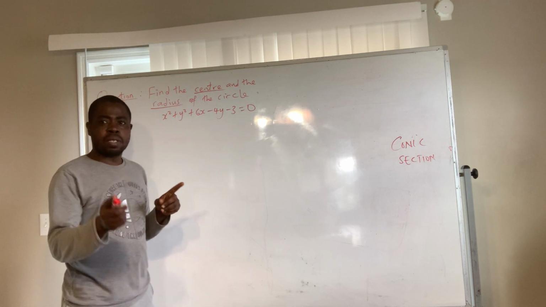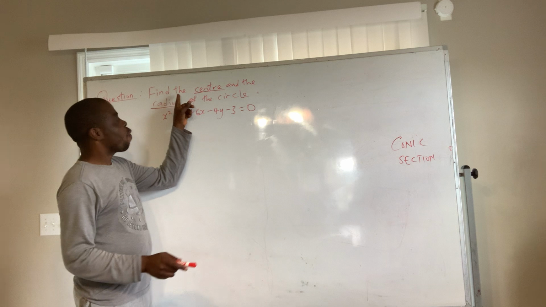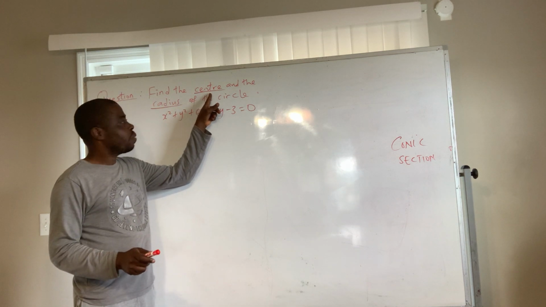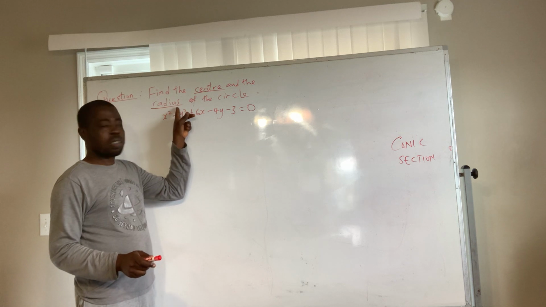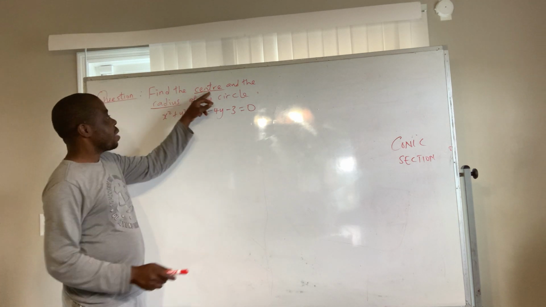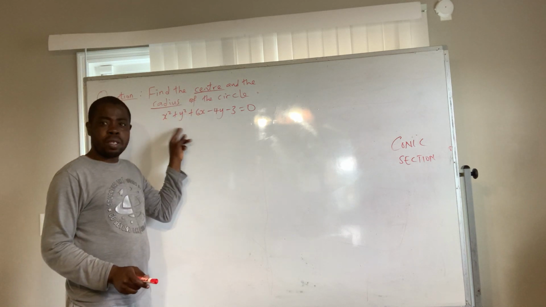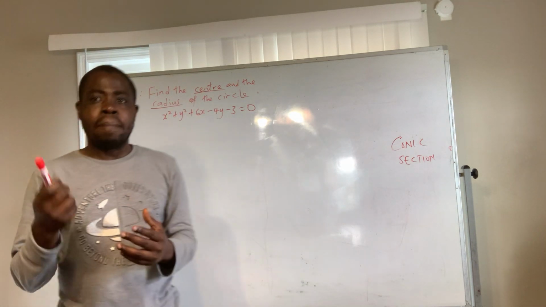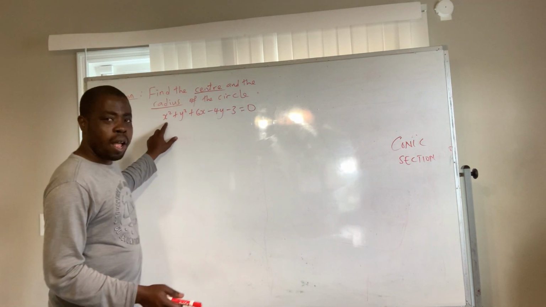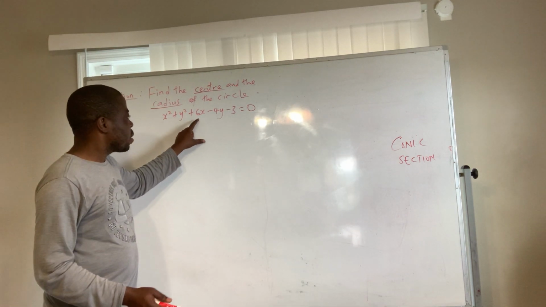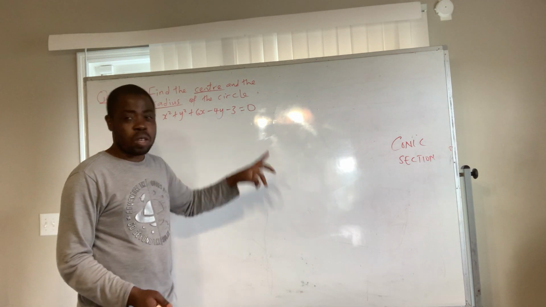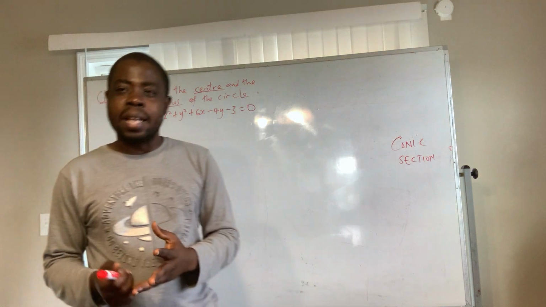And what does the problem say? It says, find the center and the radius of the circle. The center and the radius of the circle. It is very amazing in mathematics how you can use this expression, x squared plus y squared plus 6x minus 4y minus 3 equals 0, to represent a circle.